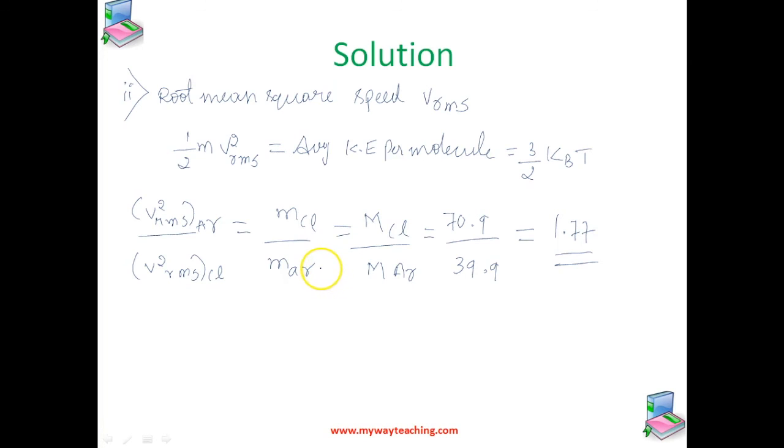Taking square root on both the side, we get V RMS of argon by V RMS of chlorine. Both will be equal to 1.33. Okay. So here the composition of the mixture by mass is quite irrelevant.